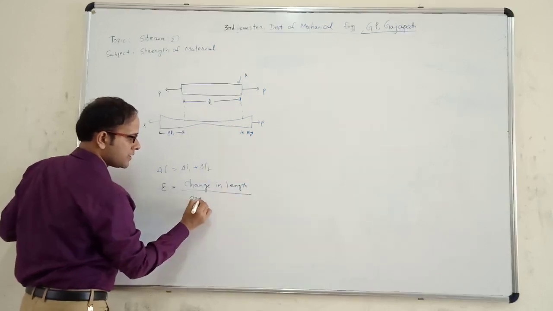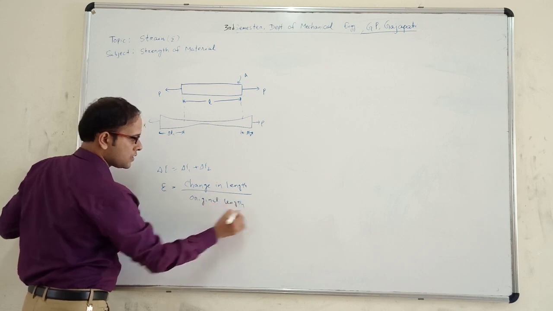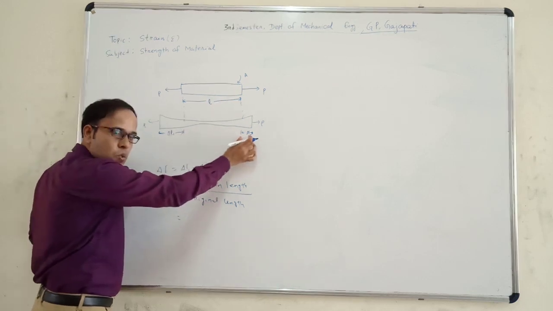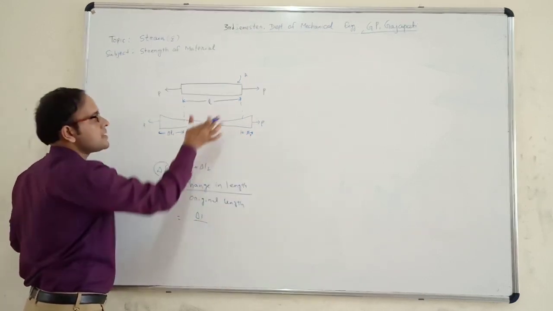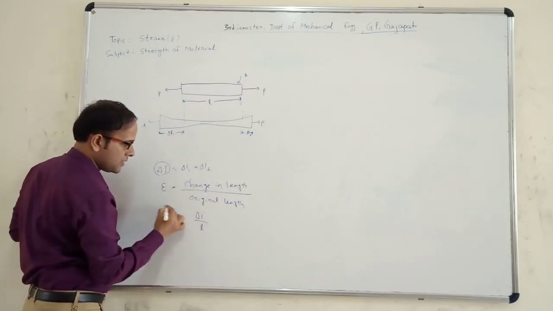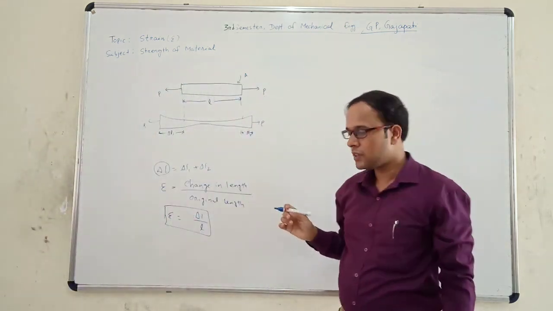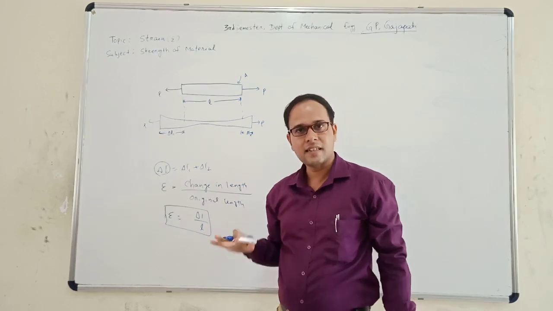per original length. So what is the change in length? This delta L1 plus delta L2, that is nothing but delta L. What is the original length? L. So this is nothing but strain. Since it is subjected to tensile force, the corresponding strain is known as tensile strain.